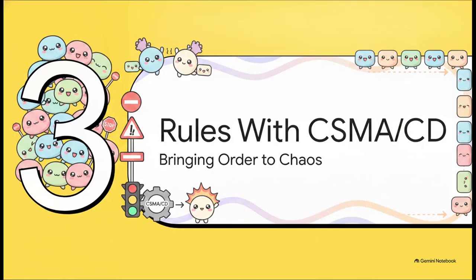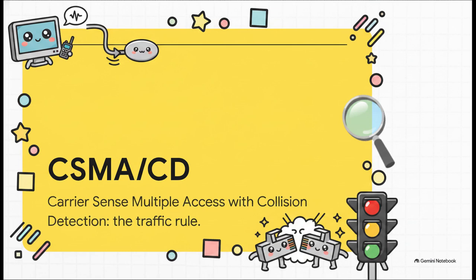Section 3. Traffic rules with CSMA/CD, bringing order to chaos. All right, here's a massive, intimidating acronym for you. CSMA/CD. It stands for Carrier Sense Multiple Access with Collision Detection. Now, I know it sounds like absolute alphabet soup, but I promise it is incredibly logical when you break it down piece by piece. It is literally just the step-by-step traffic rule for shared cables. It teaches computers how to be polite and wait their turn, exactly like you would on a daily walkie-talkie channel.